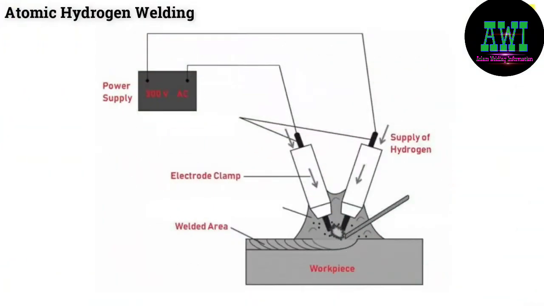Atomic hydrogen welding. Atomic hydrogen welding is an extremely high-temperature form of welding that is also known as arc atomic welding. This type of welding requires using hydrogen gas to shield two electrodes formed of tungsten. It can reach temperatures above an acetylene torch, and it can be done with or without filler metal.